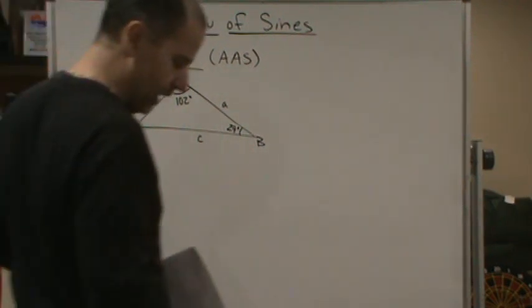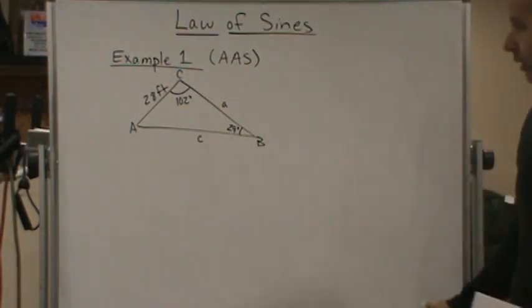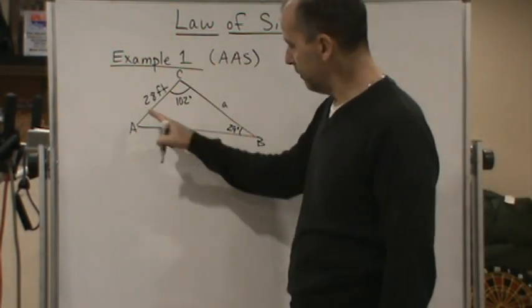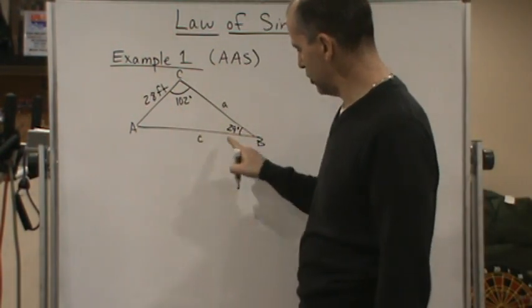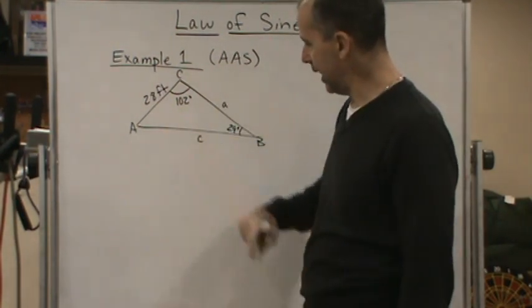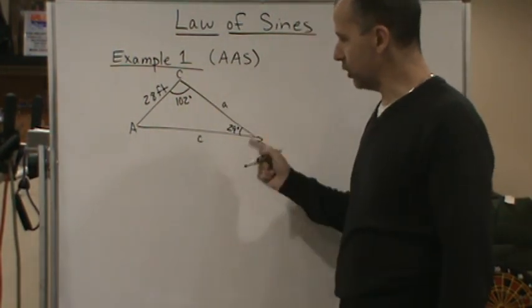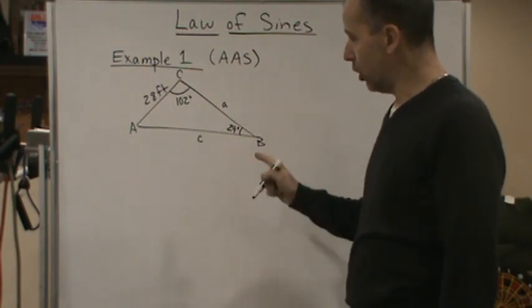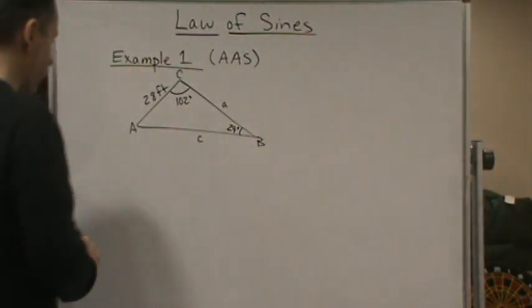All right, let's do an example now. In this example, we're given angle, side, angle. So we're given this side and these two angles. We're going to use the law of sines to solve this. Okay, so how do we do that?